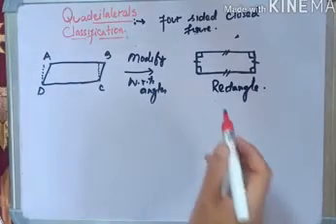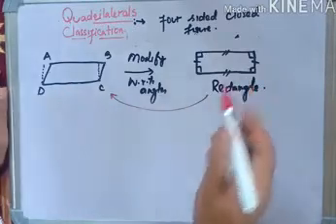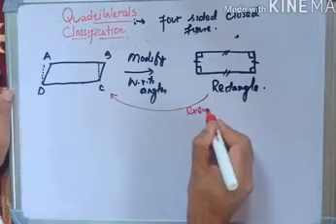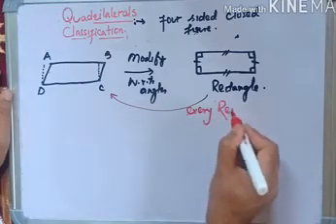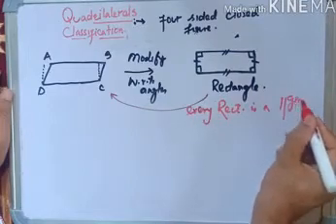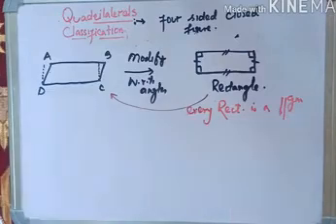So since I modified the parallelogram into the rectangle, we can say that every rectangle is a parallelogram. This is how we write parallelogram in short. So every rectangle is a parallelogram.